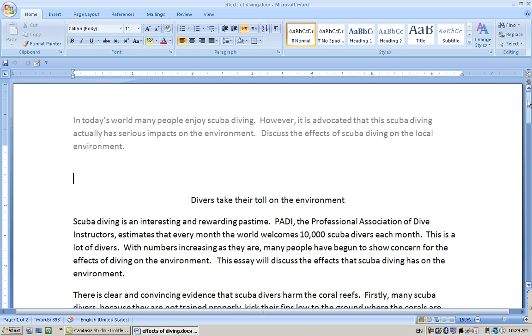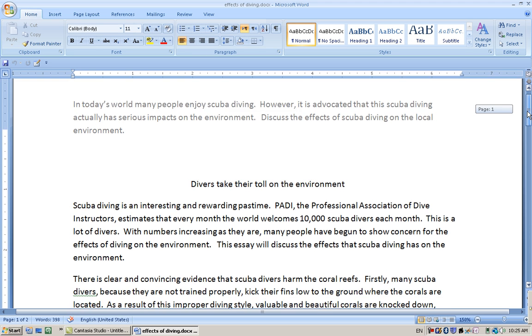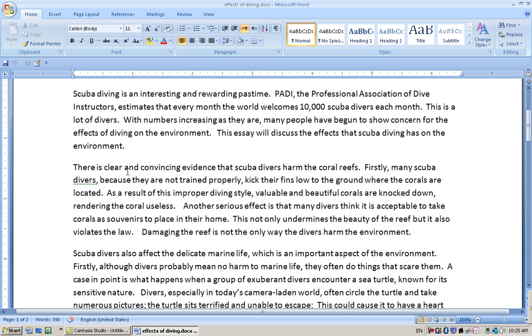In today's world, many people enjoy scuba diving. However, it is advocated that this scuba diving actually has serious impacts on the environment. Discuss the effects of scuba diving on the local environment. Okay, so clearly when we read the prompt, it's asking for the effects. That's it. That means that this essay is going to have two main effects. And those two main effects will be developed in the body paragraph, okay?